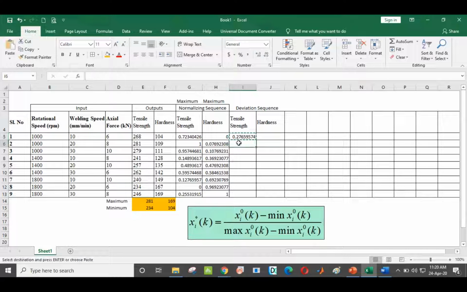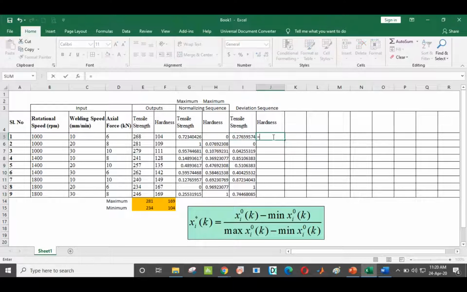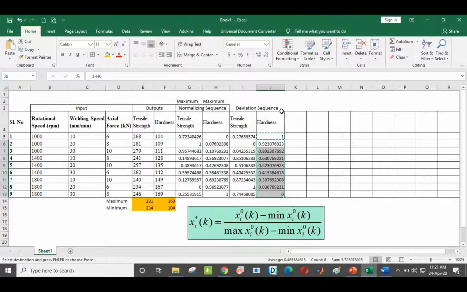Just copy and paste. Similarly for hardness, which is equal to 1 minus how much this hardness varies from the ideal value of 1. Hardness 0, which is equal to 1. That is 1 minus 0 is 1. Similarly, the deviation sequence of tensile strength for the first experiment is 1 minus 0.723. It is 0.276. Now copy this and I will paste. Now the deviation sequence is also over.